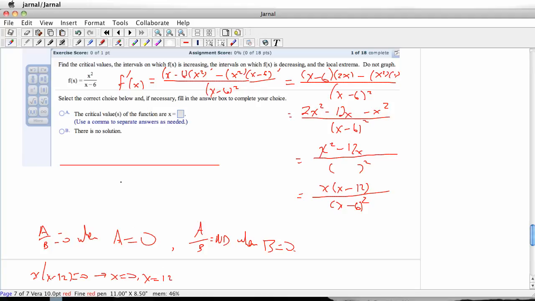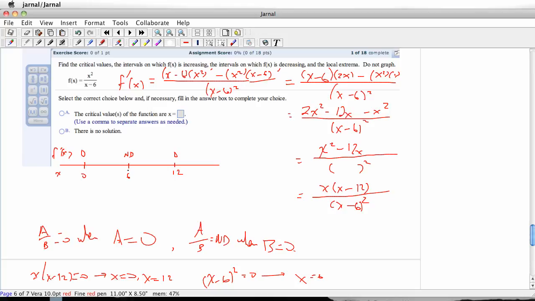So that gives me two values where the derivative is 0, for my sign chart. And the denominator is 0. X minus 6 squared is 0 when x is 6. So the derivative is not defined. I have to write my zeros on here. Not defined at x equals 6.